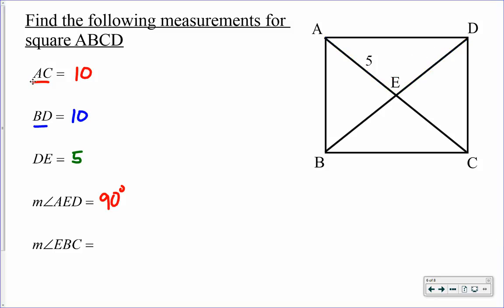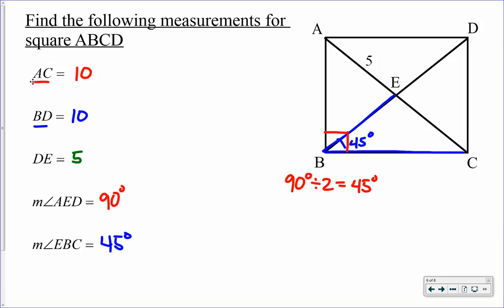Let's look for angle EBC. All right, so we're looking for this piece right here. Well, in squares, we know that all angles are 90 degrees, and that those diagonals bisect those angles into 2 equal parts. So we can divide that by 2 and get 45 degrees. So this angle measurement right here is 45 degrees, because we can use any properties of parallelograms, rectangles, or rhombuses to solve for squares.